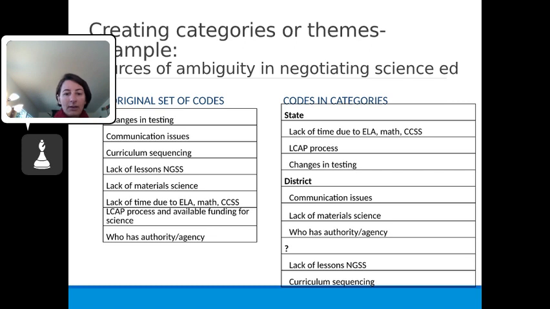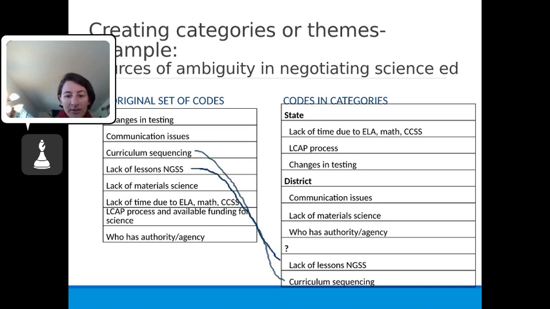Now I thought this is jumbled and chaotic, so I started putting it in categories. Things that are ambiguous, sources of ambiguity at the state level, so in terms of state policy, and in terms of district policy and cultural context. All right. So you can see here where I took things like changes in testing, that goes to the state, communication issues, that's within the district, curriculum sequencing. So here is something that actually is related to state policies, but also is a process within the district. I actually left it out because I didn't know exactly where to put it, and this will happen to you.